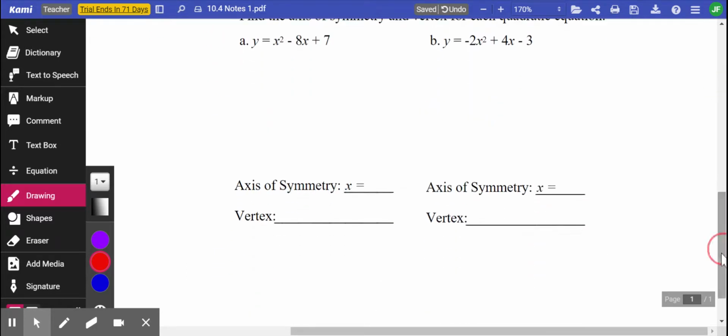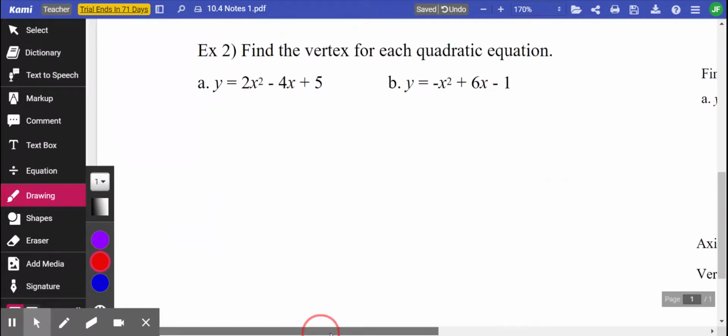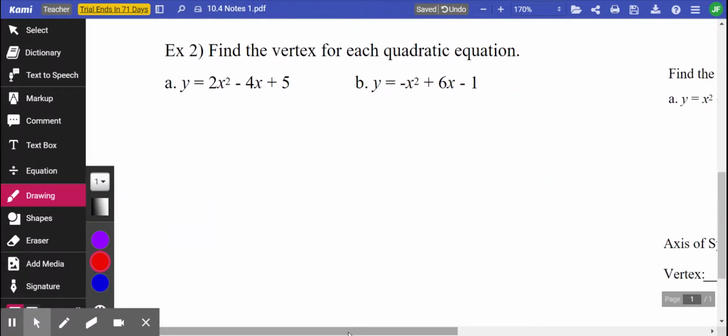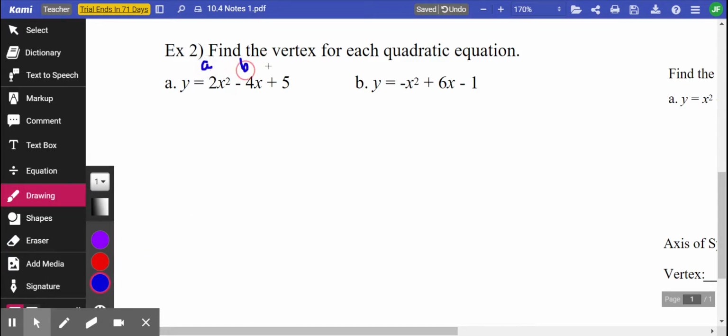So those are the first 2 steps to help you graph. Let's do a couple more and make sure you're okay. Same formula. We're going to start by labeling A, B, and C. So my x equals the opposite of b, so positive 4 over 2 times a, so 2 times 2. So 4 over 4 gives me 1.